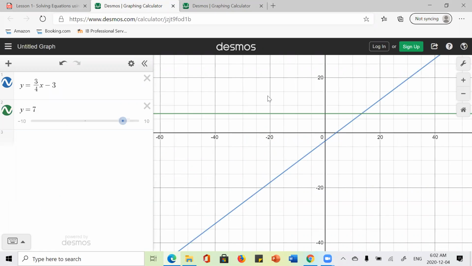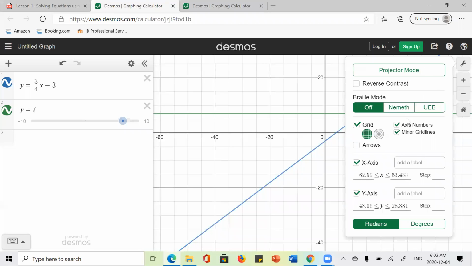Once I have this, if you want to switch the way the graph looks, sometimes I don't like the way the default graph looks. You can always switch that. You just get rid of the minor grid lines, and then you type in 1 here, and type in 1 there.